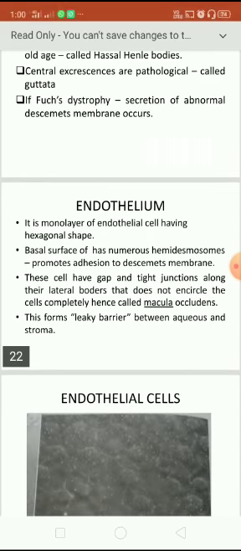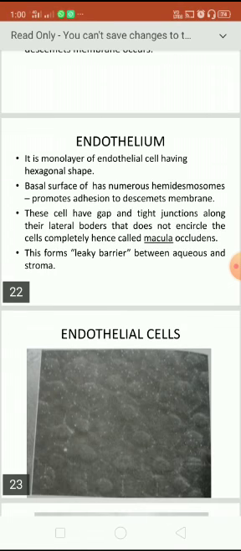Endothelium. It is a monolayer of endothelial cells hexagonal in shape. The basal surface has numerous hemidesmosomes which promote adhesion to the Descemet's membrane. These cells have gap and tight junctions along their lateral borders that do not encircle the cells completely, hence called macula occludens. This forms a leaky barrier between the aqueous and stroma.